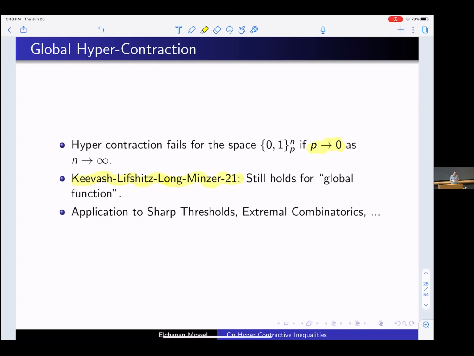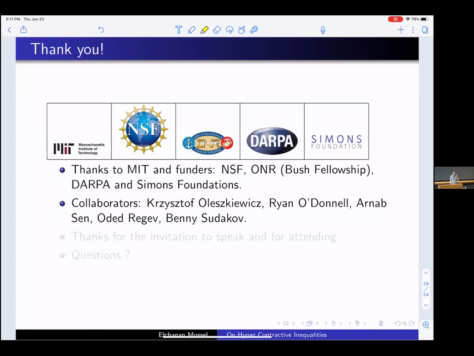And I think this again might be something of interest to generalize into the quantum case, and also in the reverse hypercontractive sense. Okay, so sorry for dumping all this math on you, and I'm happy to take questions.